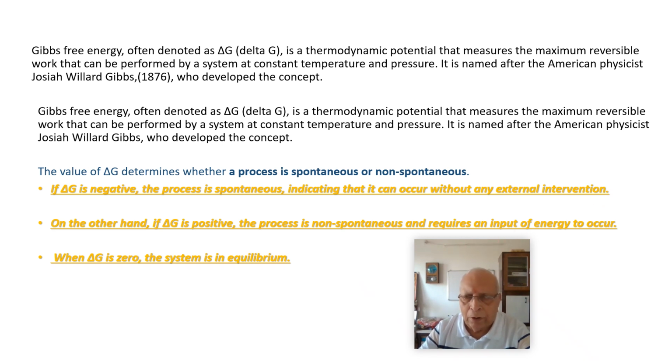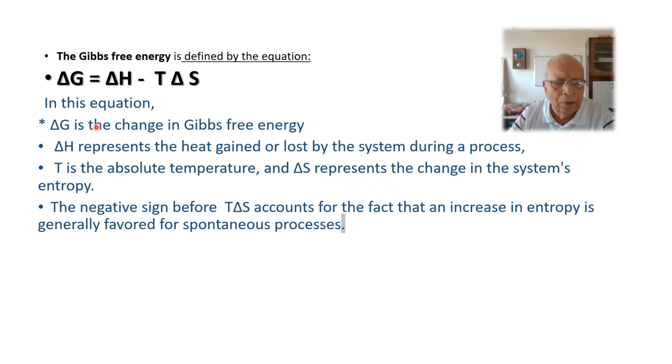Now let us see how Gibbs has related this with H and S. Delta G is equal to delta H minus T delta S. This is the final equation, and Gibbs free energy is determined by this equation. It has to be assimilated, learned properly. Delta G represents the change in free energy.